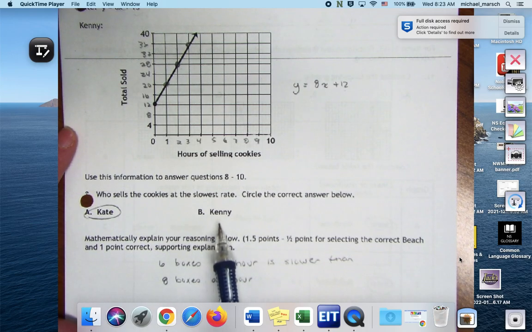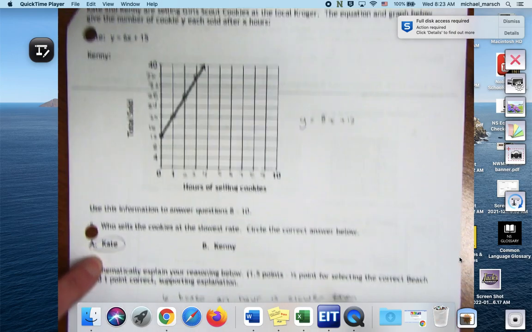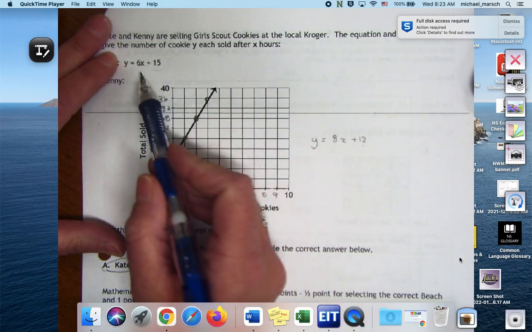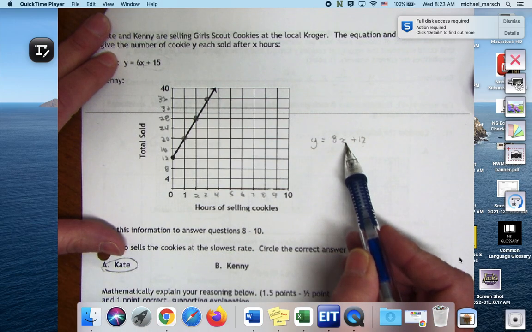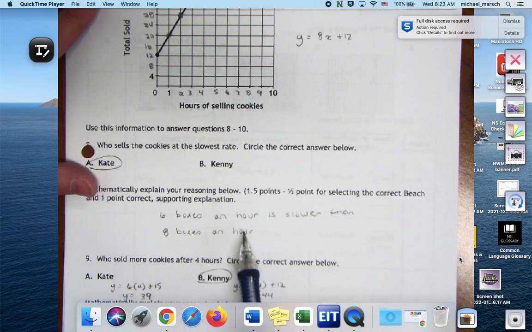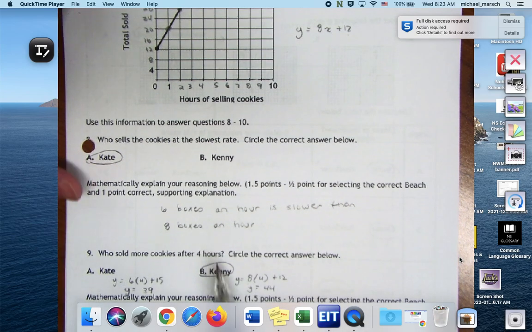So who sells cookies at the slowest rate? Kate does, because according to her equation, she only sells 6 an hour, where Kenny sells 8 an hour. So 6 boxes an hour is slower than 8 boxes an hour.